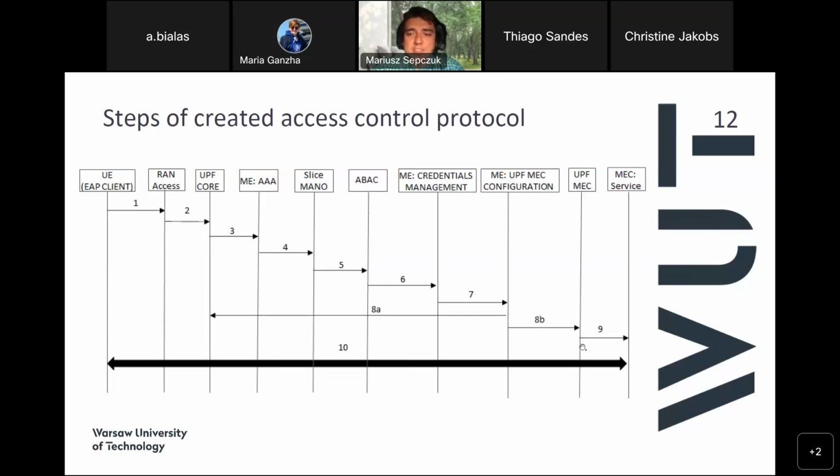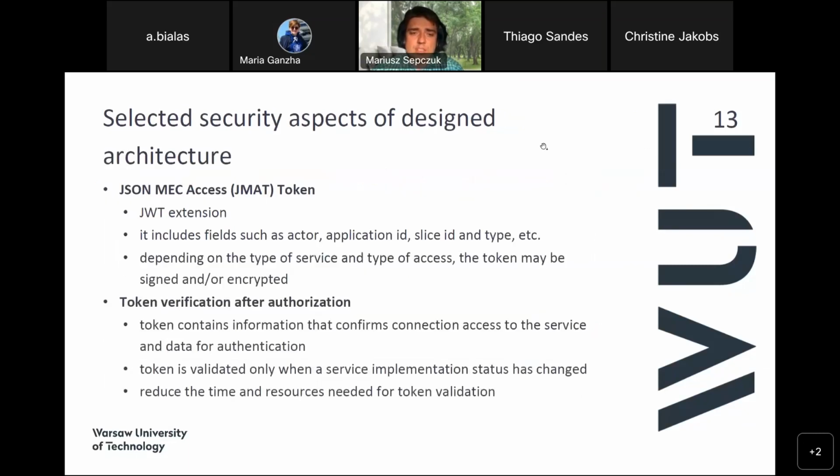And after this ninth step, the user gets the end-to-end connection between his or her devices and the particular MEC service.